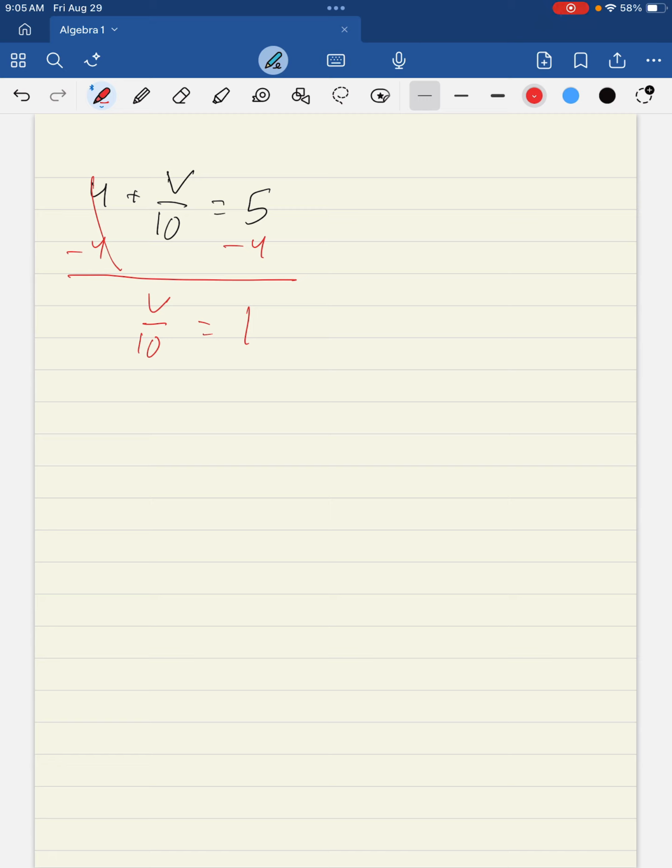And now I just need to get rid of that divide by 10. How do I do that? Opposite of division is multiplication. So we times both sides by 10. My 10s will cancel. Times 10. And I have v equals 10. Boom. Remember, the reason why we can cancel is because this would give us 10 over 10. 10 over 10 is just 1, so we can eliminate that.